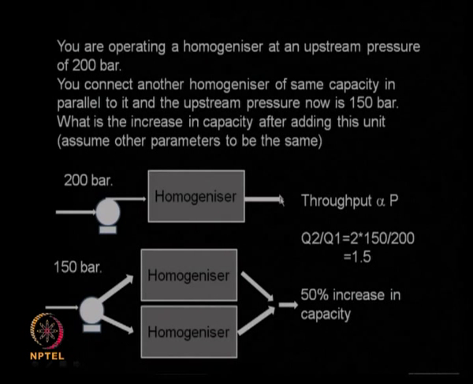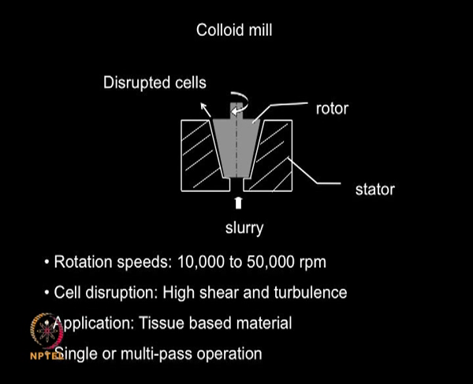And another important assumption we have made here is that the pressure here is 0, that means it is atmospheric pressure, that is why we have taken only 150 and we have taken 200 here, okay. So that means the pressure downstream is assumed to be 0. So the most important equation here is throughput is directly proportional to pressure, that is the most important equation in this whole problem.